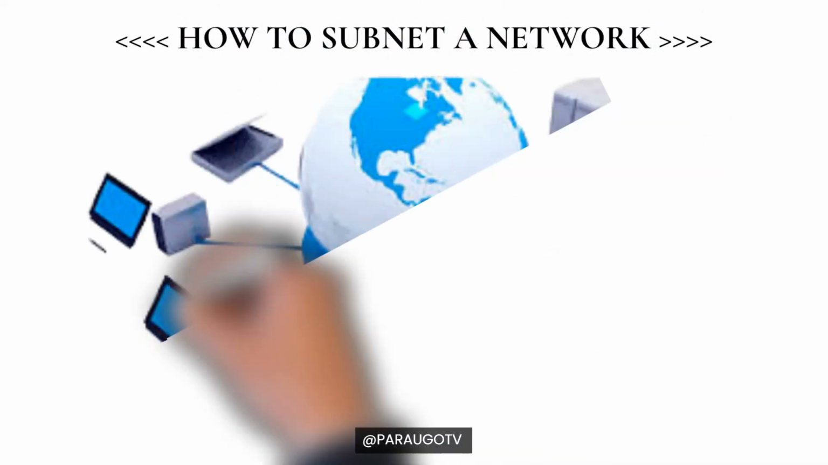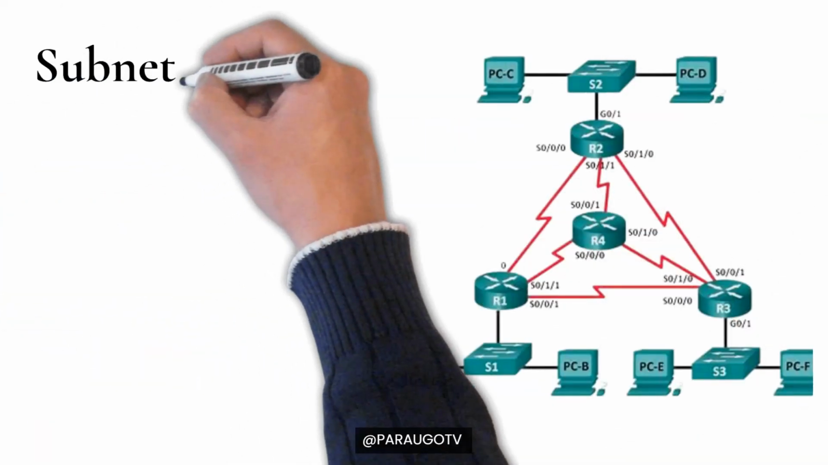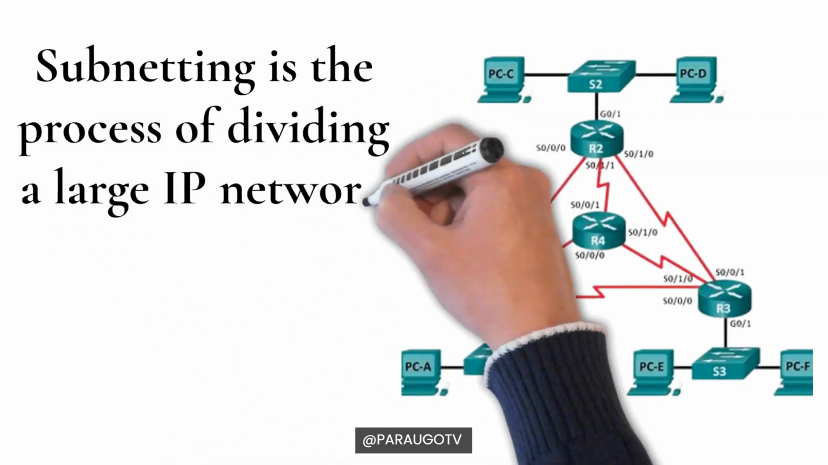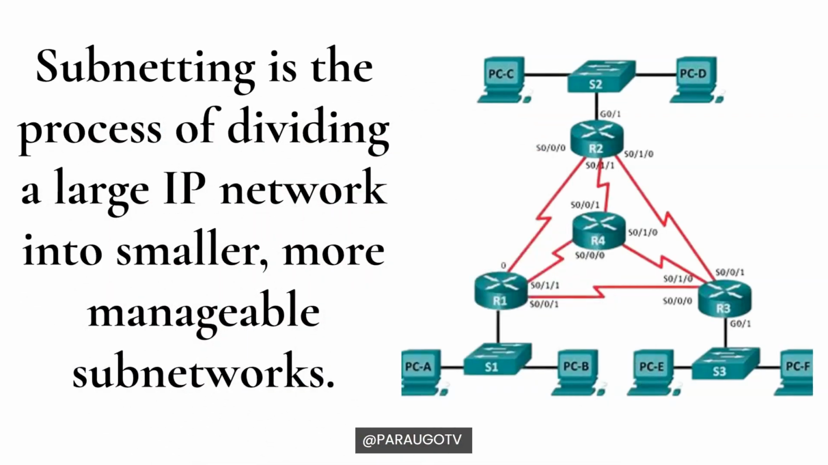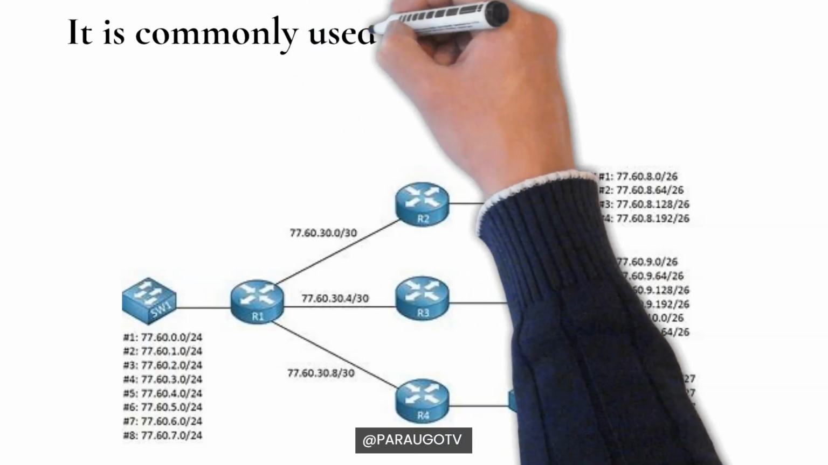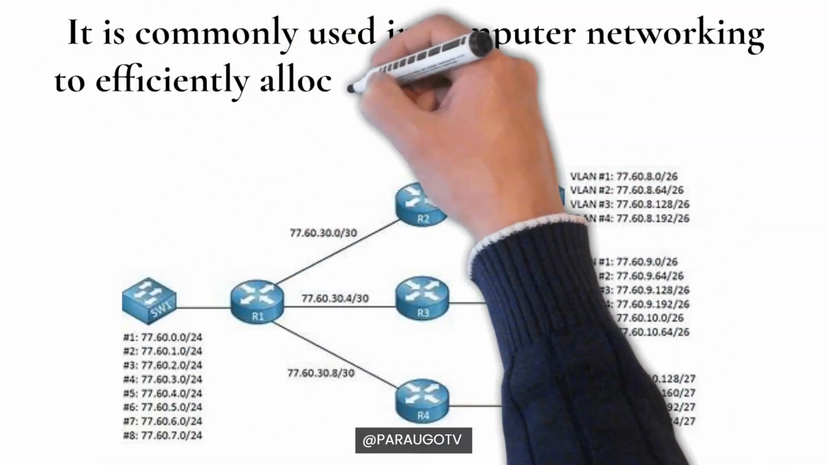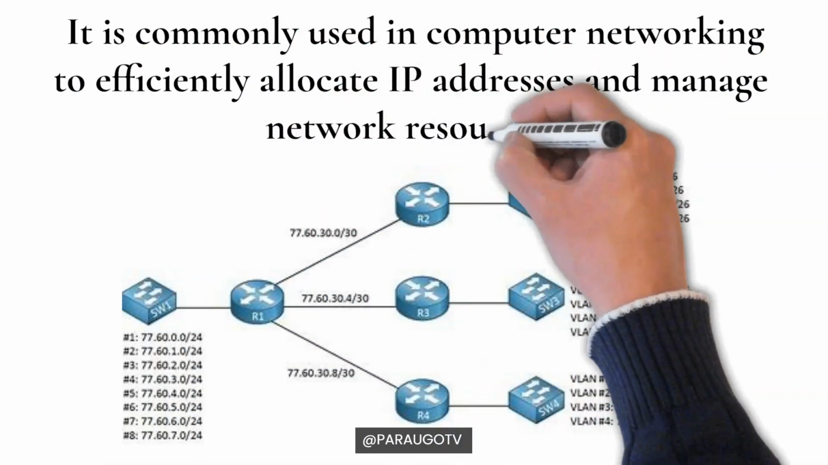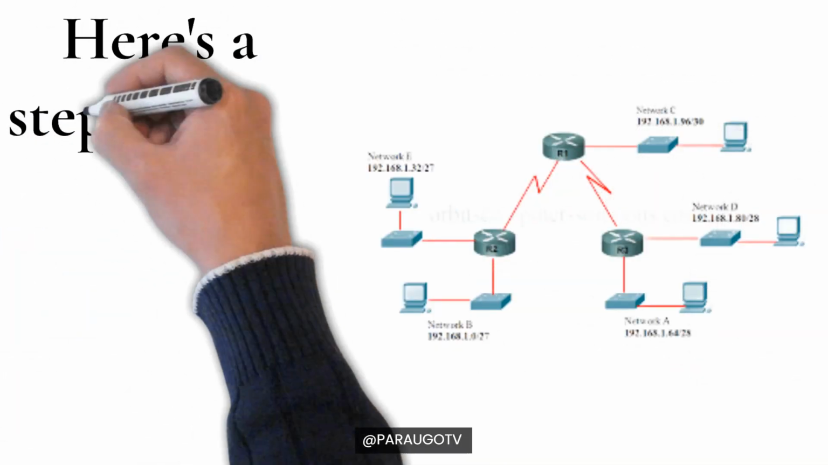How to subnet a network. Subnetting is the process of dividing a large IP network into smaller, more manageable subnetworks. It is commonly used in computer networking to efficiently allocate IP addresses and manage network resources. Here's a step-by-step guide on how to subnet a network.